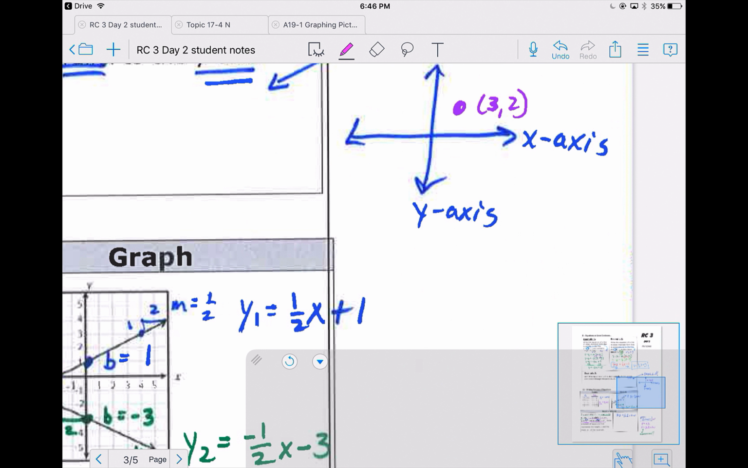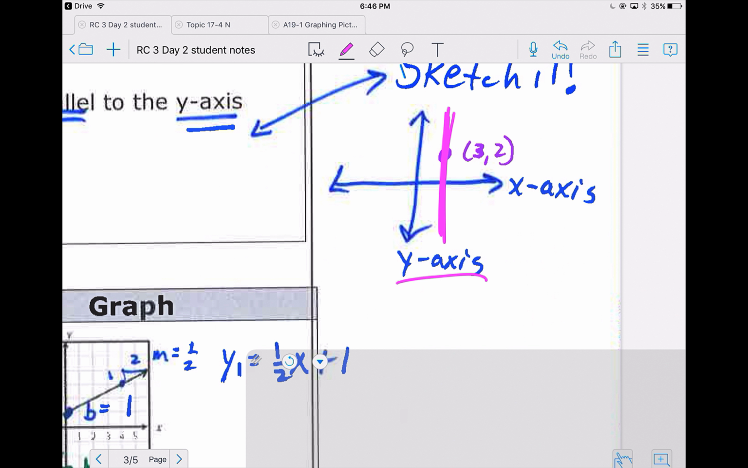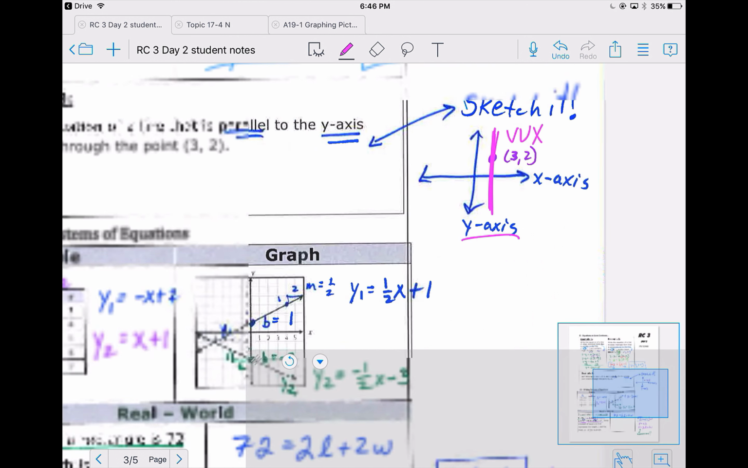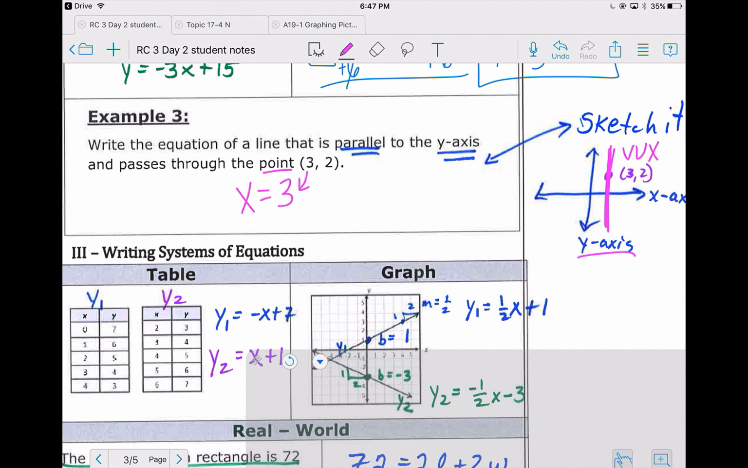Parallel to the y-axis means it's going to look the same as the y-axis and will not cross the y-axis. I can see from the line I've drawn that this is a vertical, undefined line. So it will be x equals the x from my point. And that's it. Do not make these problems more complicated than they already are. Draw yourself a rough sketch, figure out if it's a bucks or a hoy, and write your equation. Remember, the x from bucks tells you x equals, and then you just pull the x from your point.